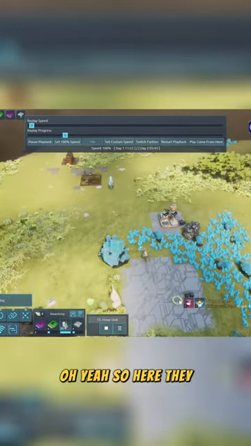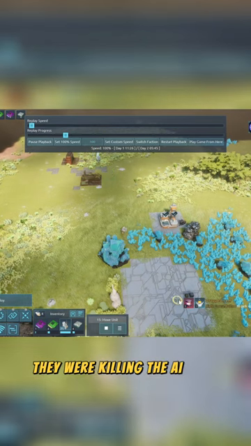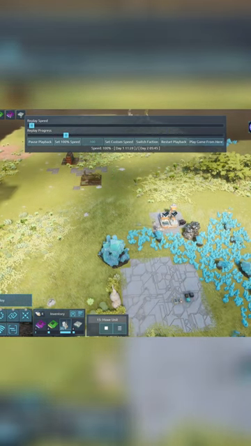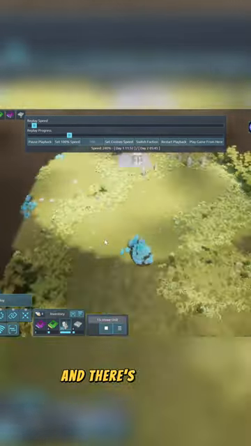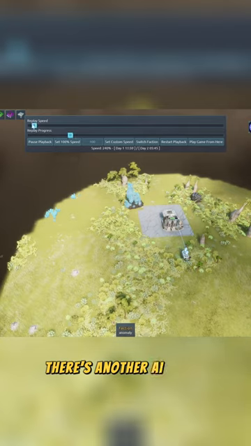Oh yeah, so here they were killing the AI base that spawned. And then immediately after it, they moved up here. And there's another AI base that spawned.